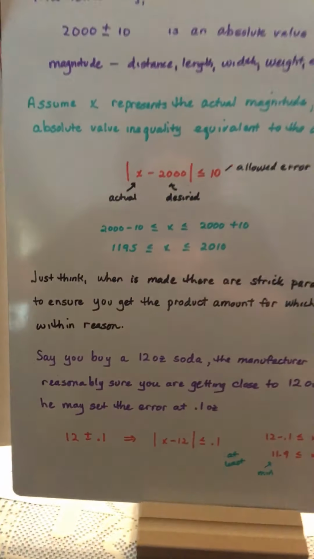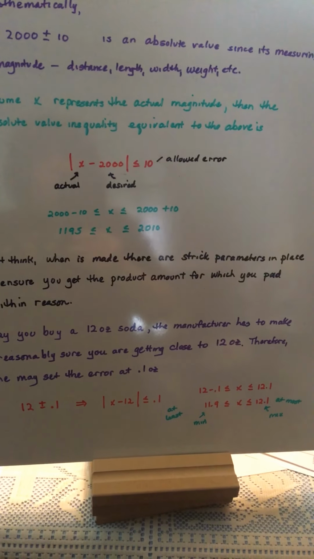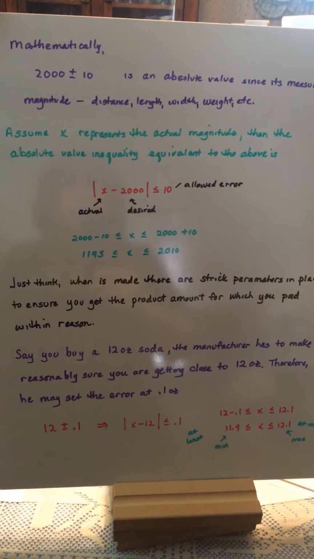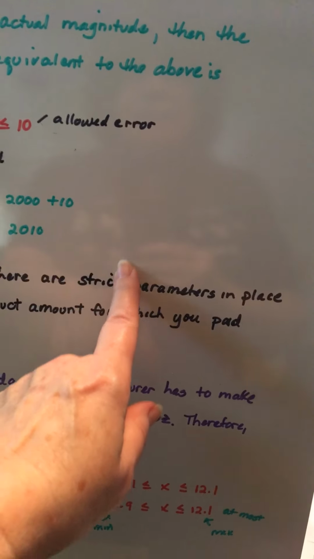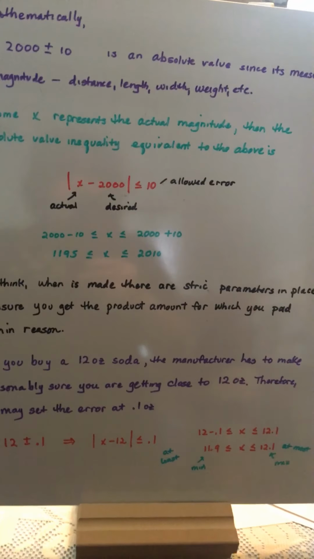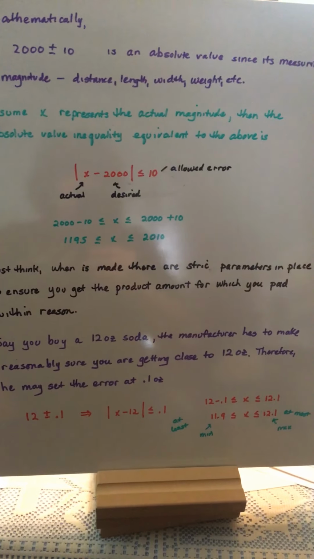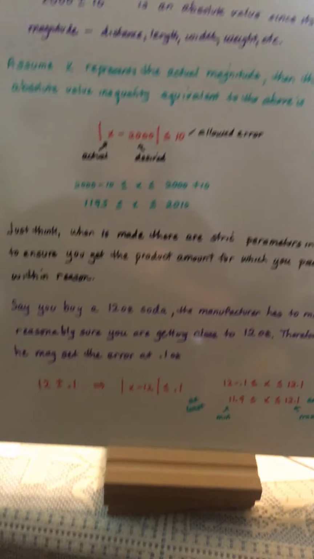Now just think, when a product is made, there are strict parameters to which we have to do that. I wrote strict that way instead of with the T. Pretend like there's a T there in place to ensure that you get the amount of product for which you're paying within reason.